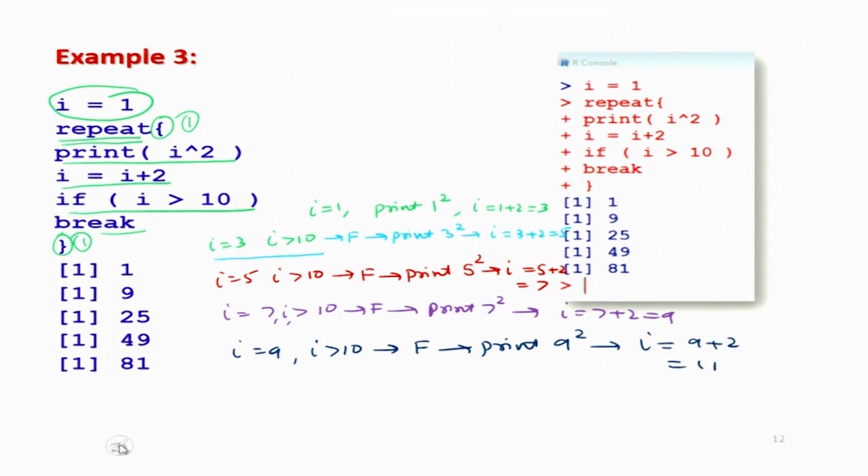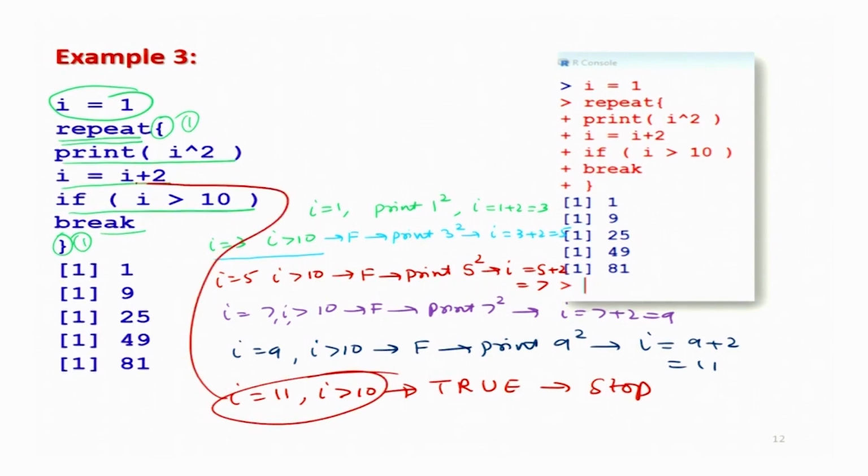Now, if you see what happens, now i is equal to 11, and then it checks whether i is greater than 10. The answer comes out to be true, and so the program will stop here, because you have given that you repeat the program as long as i is less than or equal to 10, and as i becomes more than 10, break it. So, the same outcome is shown here.